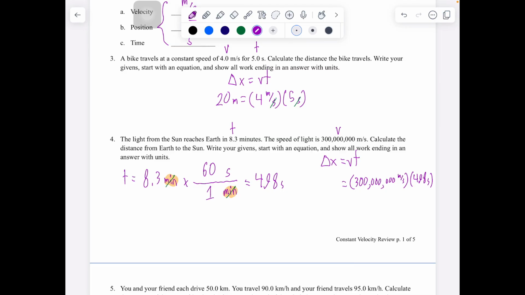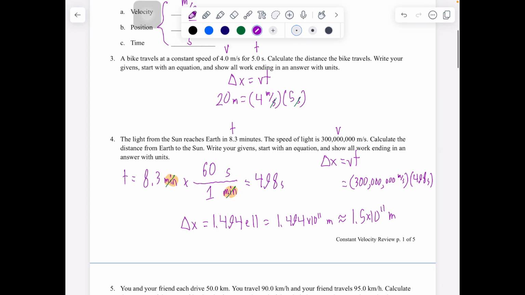Now, again, we're just going to multiply velocity by time. This one's going to be a big number, 300 million times 498. In my calculator, I get a delta x of 1.494 e to the 11th. That's just scientific notation, 1.494 times 10 to the 11th power, and of course, that'd be in meters. But we're going to round that for simplicity. That is 1.5 times 10 to the 11th meters.